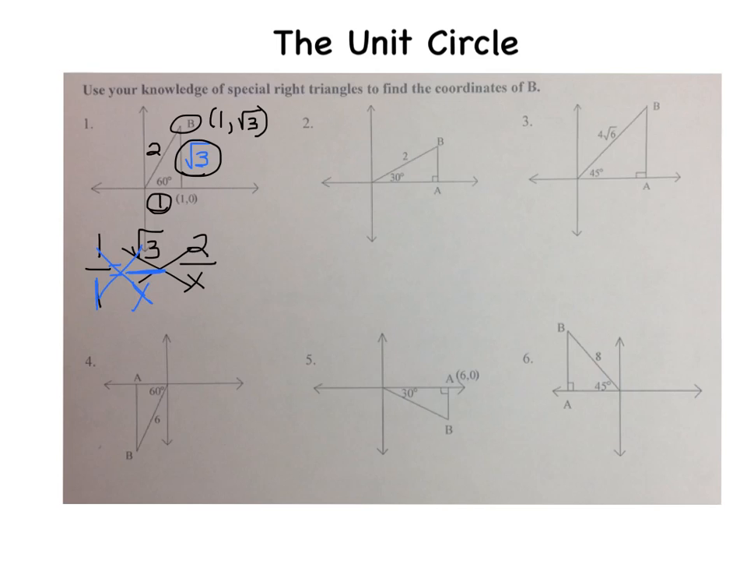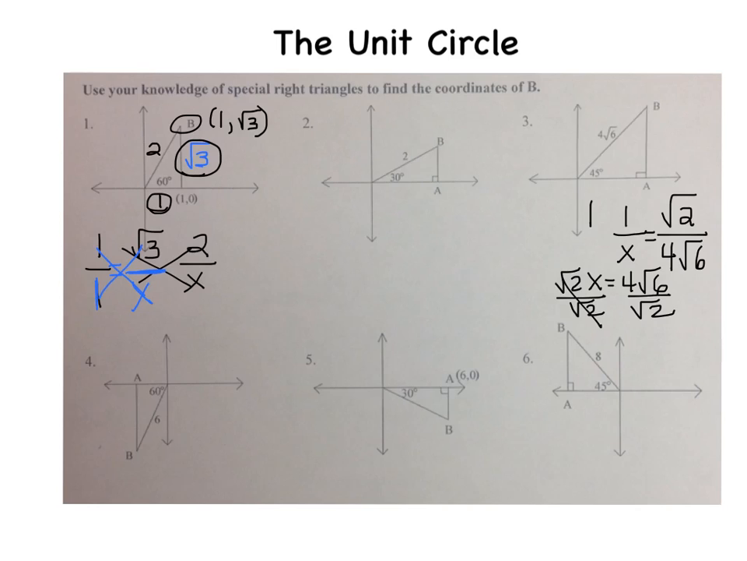Let's move over to 3, which is a 45, 45, 90, which is 1, 1, root 2. They give me the side opposite the 90 degree. I need the side opposite the 45. If I cross multiply, I'm going to get root 2 x equals 4 root 6. Divide by root 2.